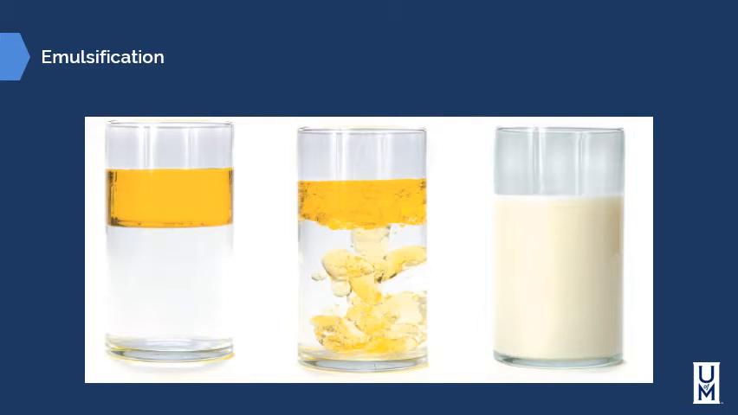As children, we learned very quickly that oil and water don't mix. The example of emulsification is on the screen. As you can see on the left, oil floats on top of water. But as we stir the oil and water mixture, the oil will slowly start to incorporate into the water, the fat globules breaking down into smaller and smaller pieces, until finally it's completely distributed in the water.